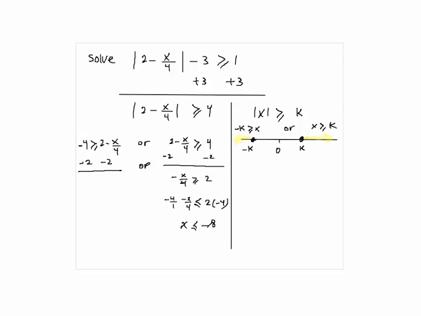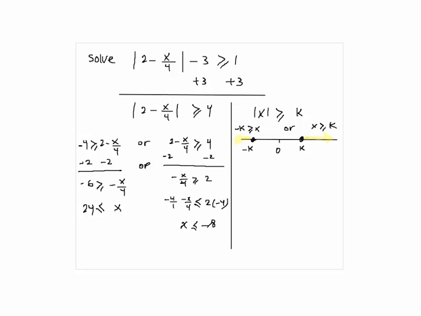So there we get -6 greater or equal to -x/4. Now if I multiply both sides by -4, I have to change the direction of the inequality again. So x would be greater or equal to 24. Okay, are there any questions so far?